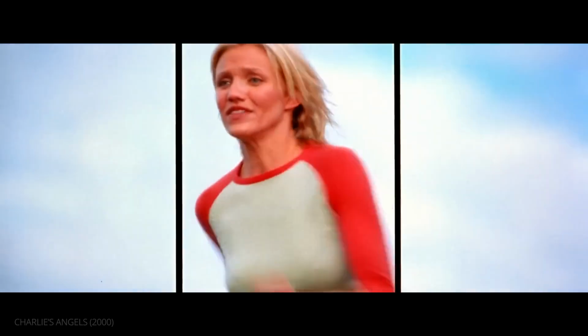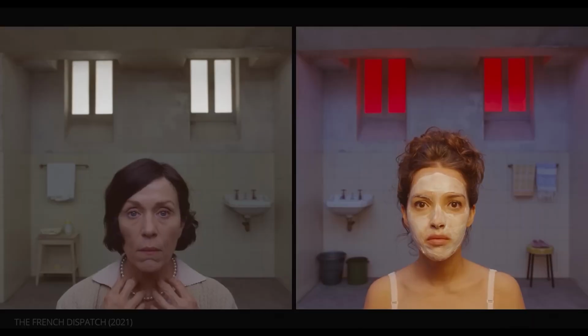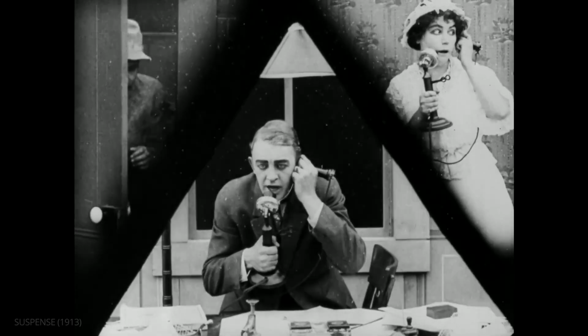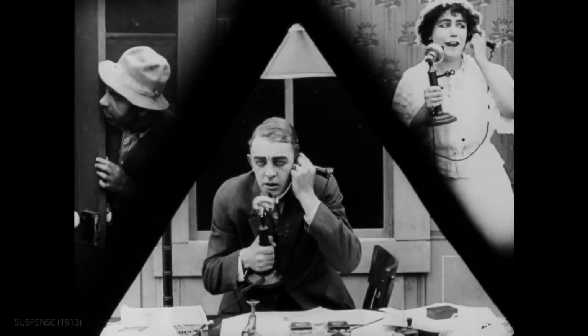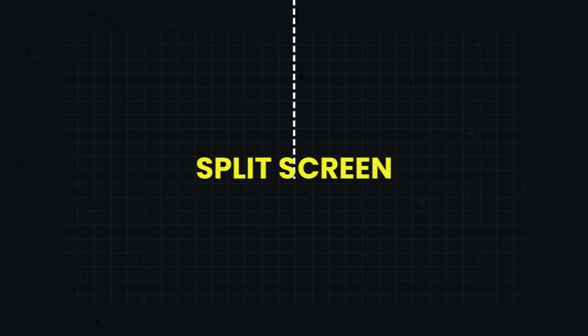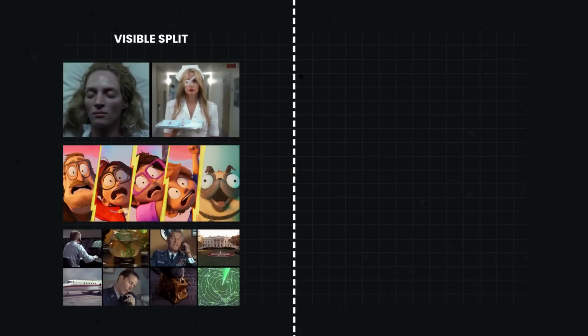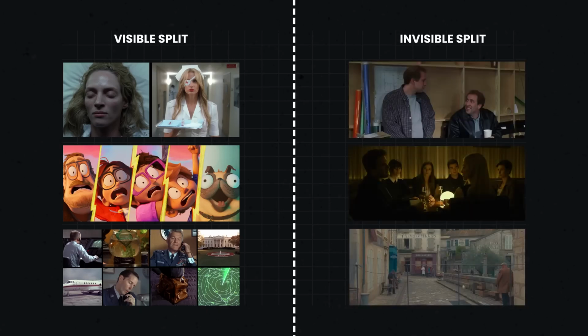A split screen is the combination of two or more shots presented simultaneously. The technique is nearly as old as cinema itself, and since the beginning, it has been used for a variety of effects. The technique can be categorized into two forms. The first of these is where audiences can clearly see a division between two or more images. The second is an invisible split screen, which combines two different shots or takes.